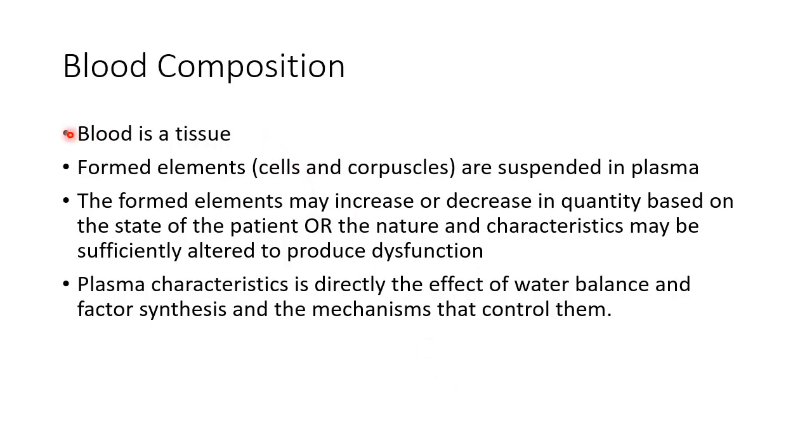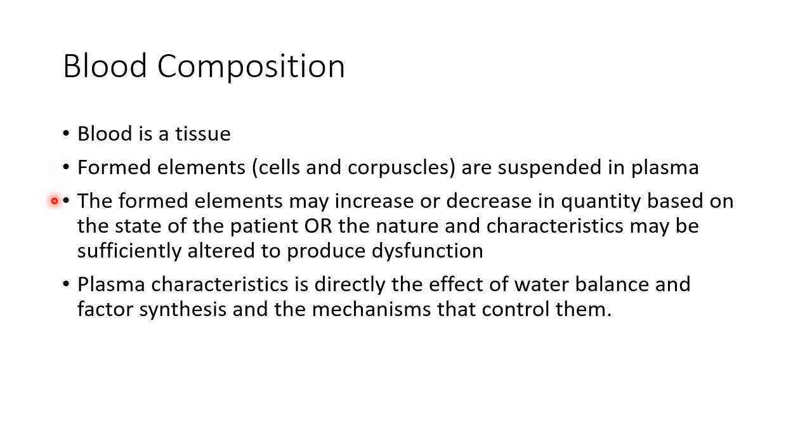What is the composition of blood? First, you have to understand that blood is a tissue, meaning it is composed of several cells. Blood is not an organ, it is a tissue. So, the formed elements, the cells, white blood cells, and corpuscles, for example, the red blood cells and the platelets, are suspended in plasma. So they are floating in the plasma.